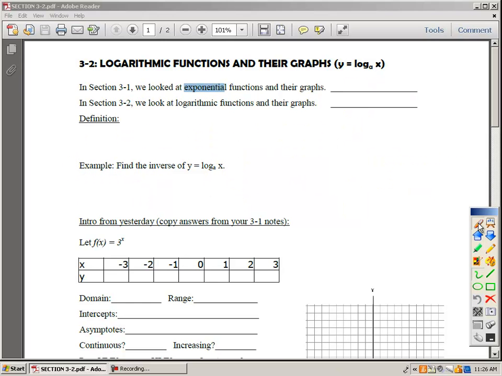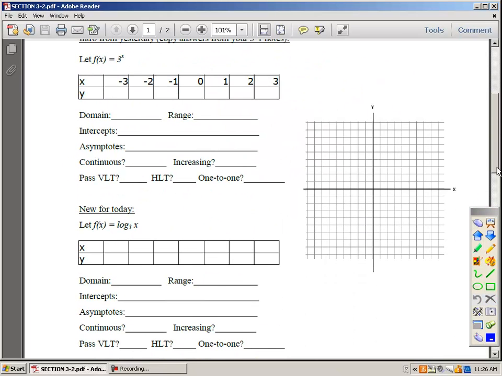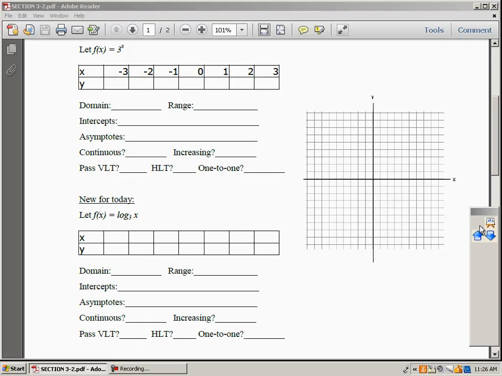Let's move around and we're going to do some graphing. Let me see if I can get this. All right, I'm going to start off, we're going to do two colors again. This 3 to the x again was from yesterday, so let's see if we can do this one more time.